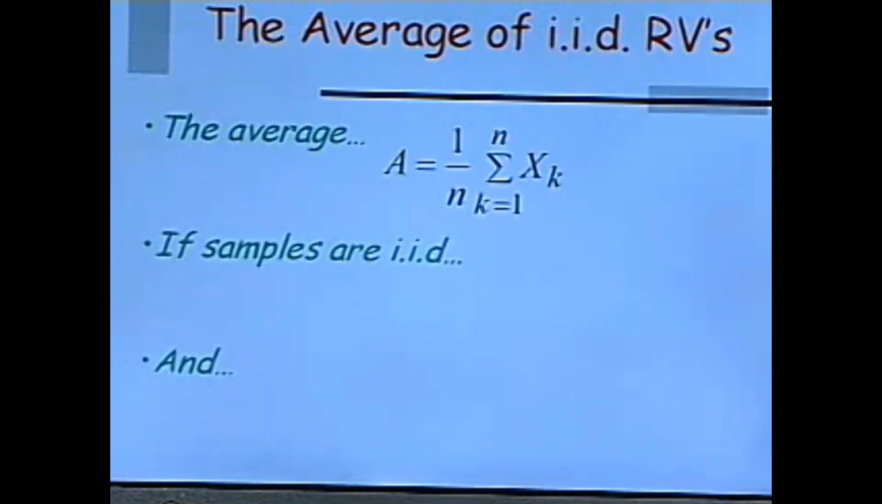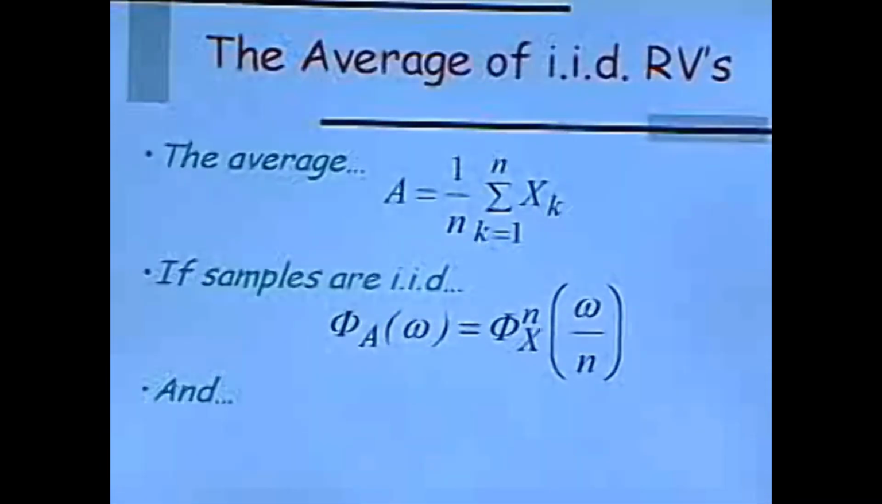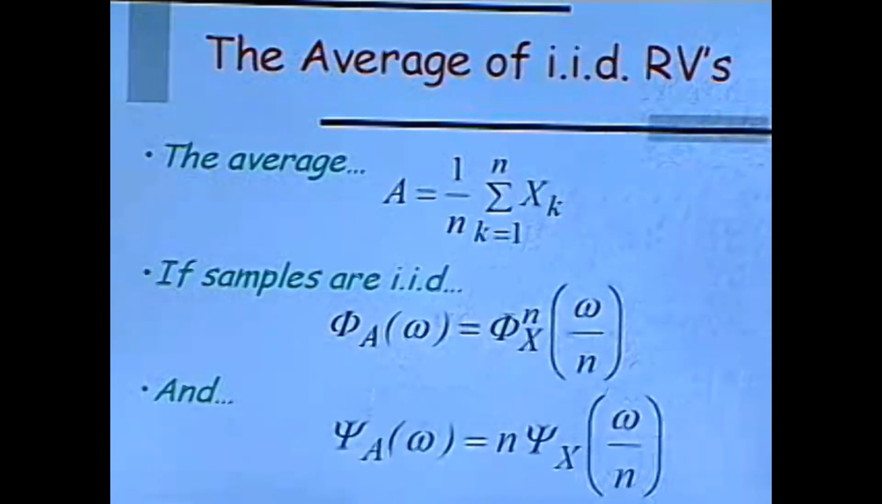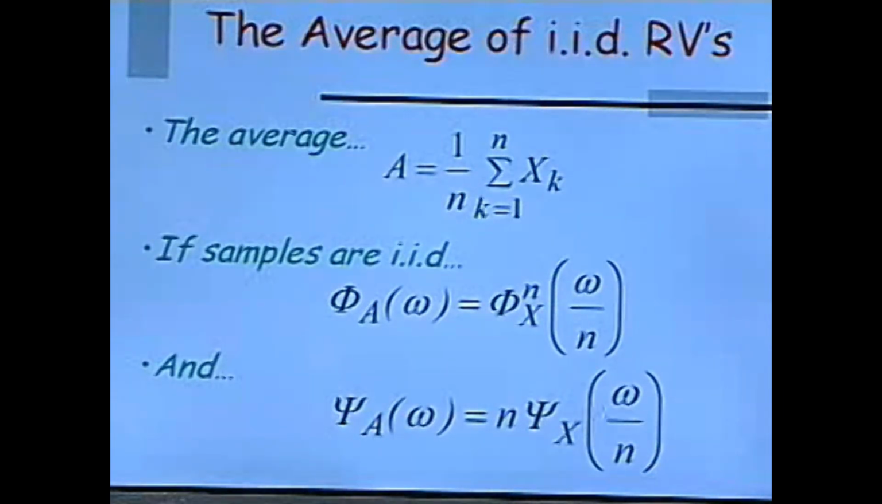So let's take a look at the average. If the samples are IID, we have just shown this relationship for the characteristic function of the average. We can also look at the second characteristic function. Remember we said that that had some very nice computational quantities, right?